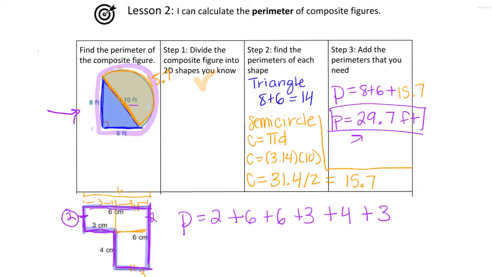When I add those together, 2 plus 6 plus 6 plus 3 plus 4 plus 3, I got 24. That's a lot of work for just 24. My units were centimeters.